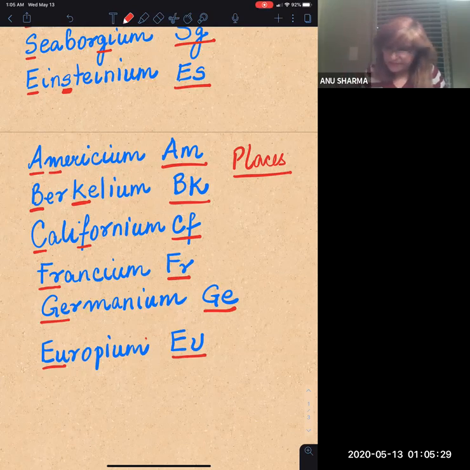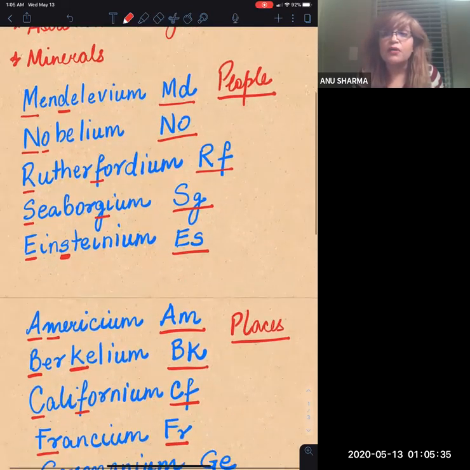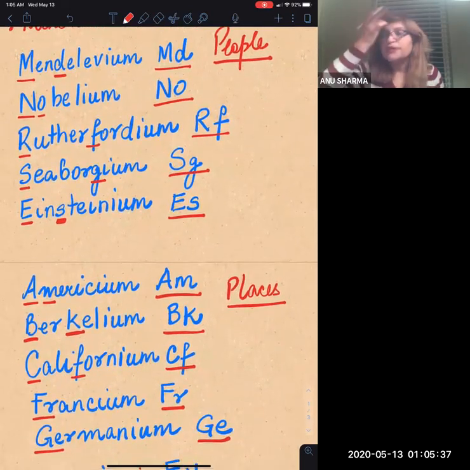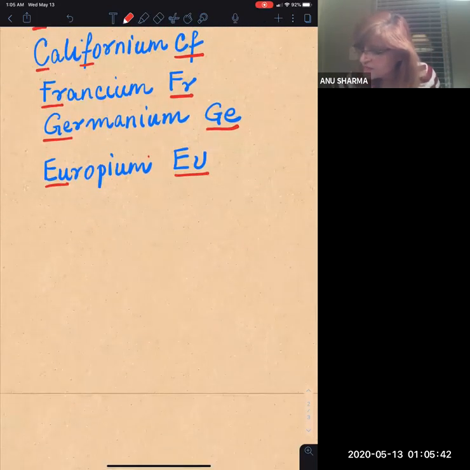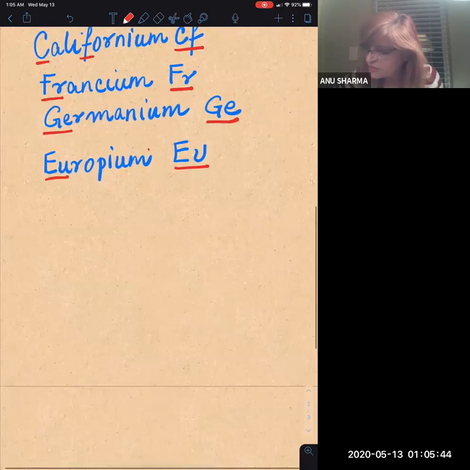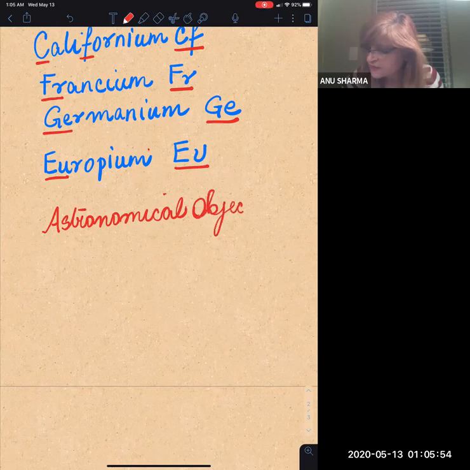Then comes the places. Besides that, we are going to look at some of the astronomical objects. Astronomical objects are the objects that are in outer space. So it's always very intriguing to have some of these interesting names after the celestial bodies. So some of the astronomical objects such as the sun, the moon, the different stars, the planets in the galaxy.